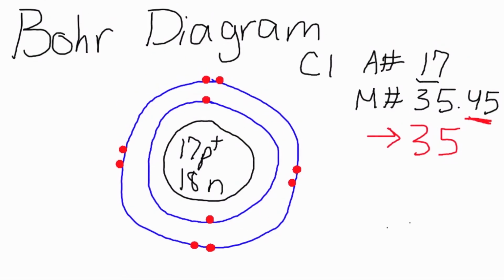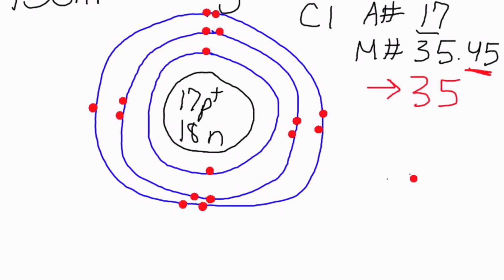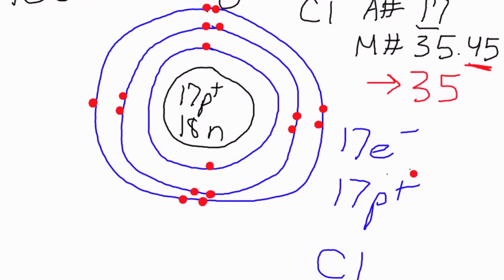So now I do one more orbital. And I do the same thing. So I have 7 more electrons. 1, 2, 3, 4, 5, 6, 7. And that would be the Bohr diagram. I know I need 17 electrons because I have 17 protons and I'm dealing with a neutral atom, which is just chlorine. And that concludes this video.